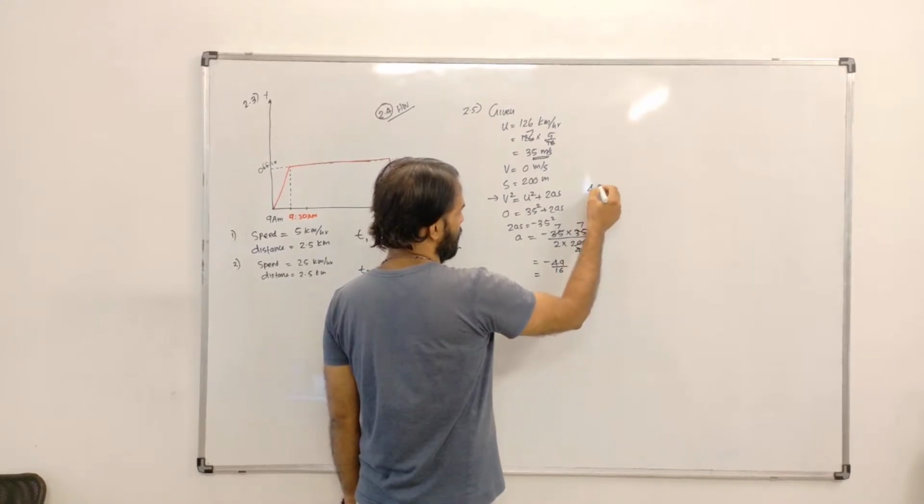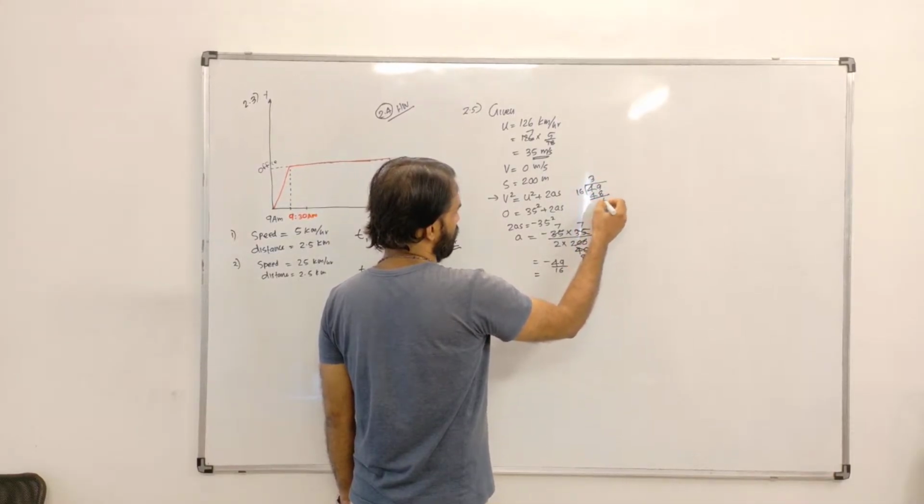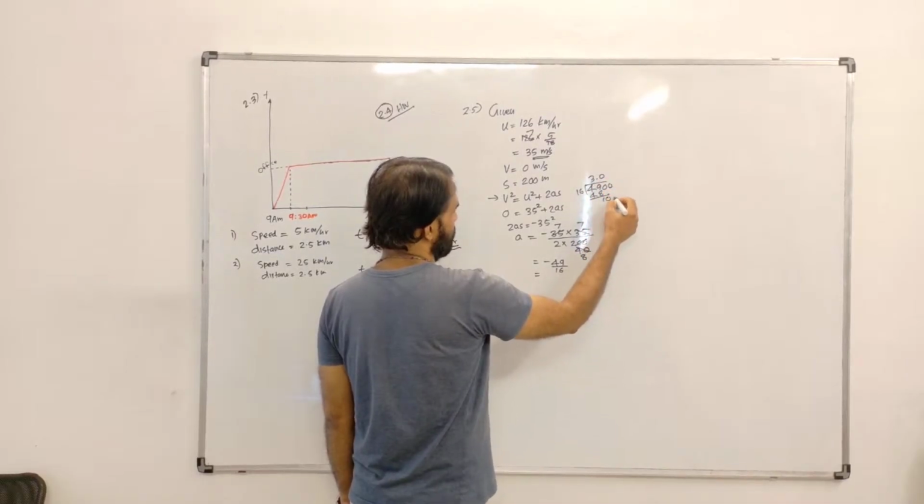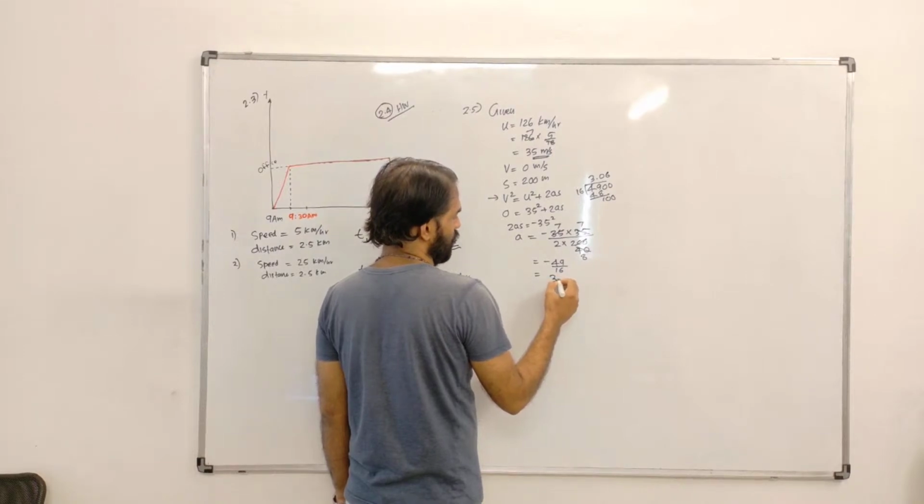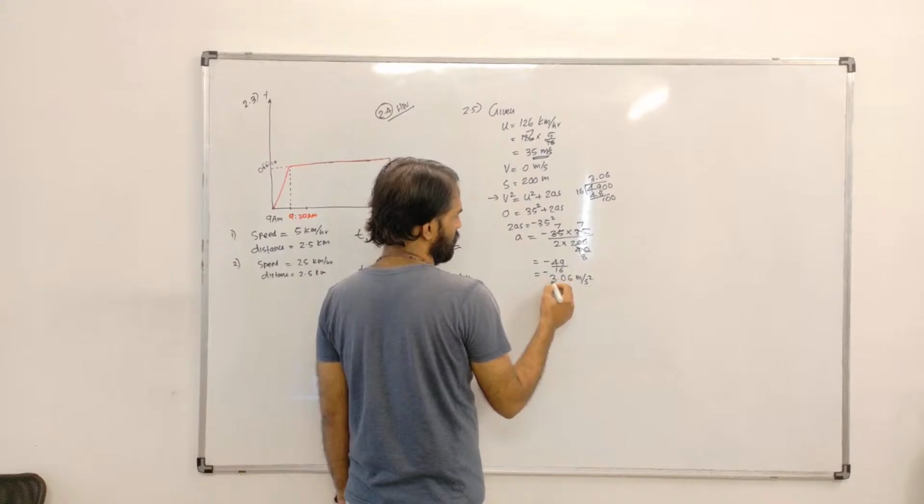49 divided by 16: 48 by 16 is 3, and the remainder 1 gives 0.06. So we get 3.06 meters per second square, and there is a negative.